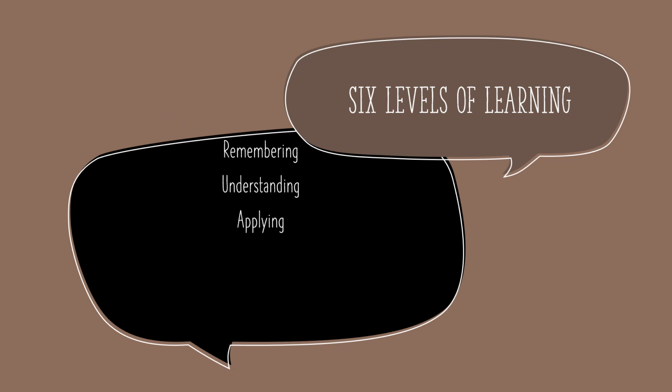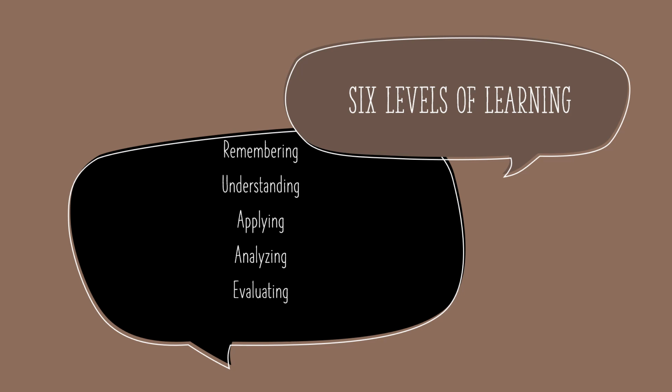The third level is applying, which involves using knowledge and skills to solve problems or complete tasks. This can involve using formulas to calculate a result or applying a concept to a real-world situation. The fourth level is analyzing, which involves breaking down information into parts and examining how those parts relate to each other. This can involve identifying patterns, relationships, or cause and effect.